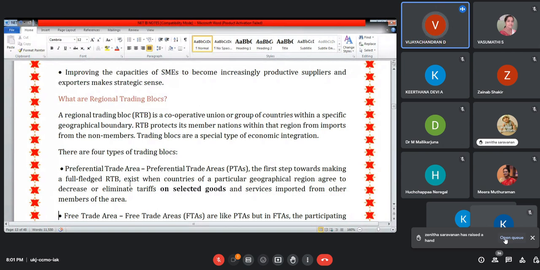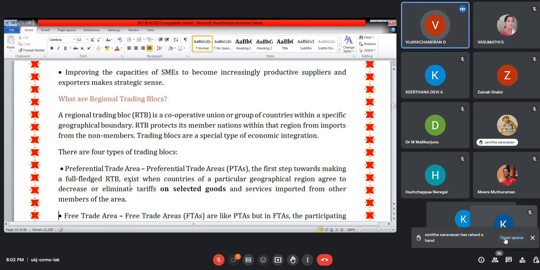So what are the types of trading blocks? That you have to understand. Not only that, you should keep in mind, with example, what are the organizations coming under the preferential trade area, free trade area. So you should know the organization with the example. Very important. Again, what is trading blocks? Trading blocks means a group of countries located in a particular region. They will do international trade without any restriction, even with zero tariff, no product quota. So no restriction will be there.